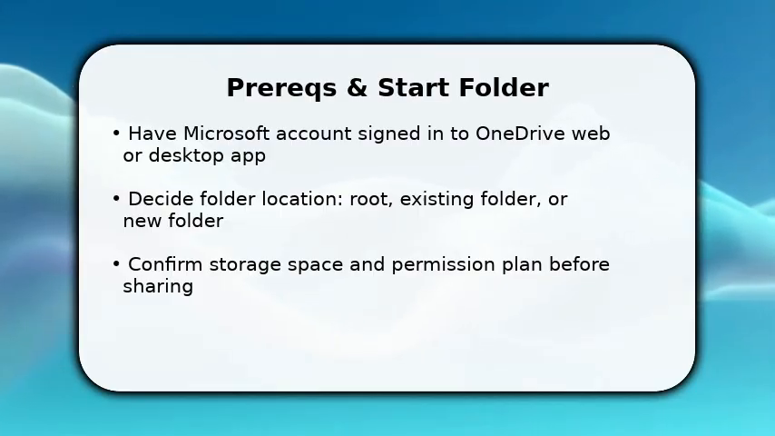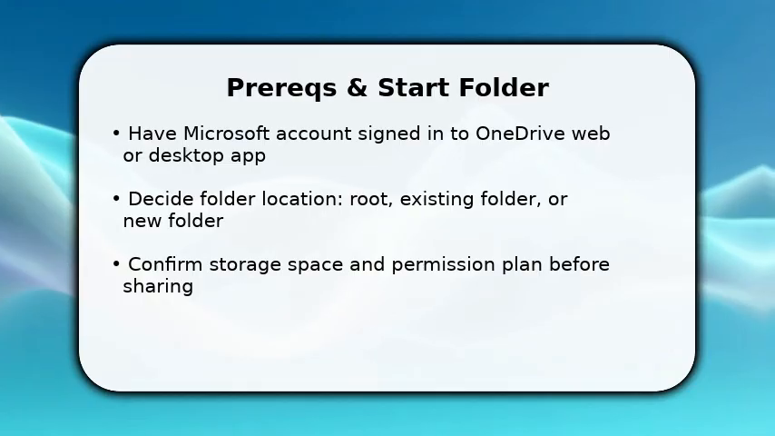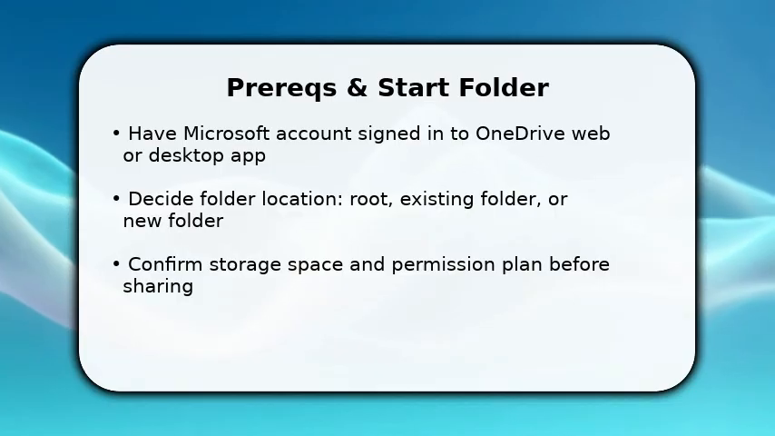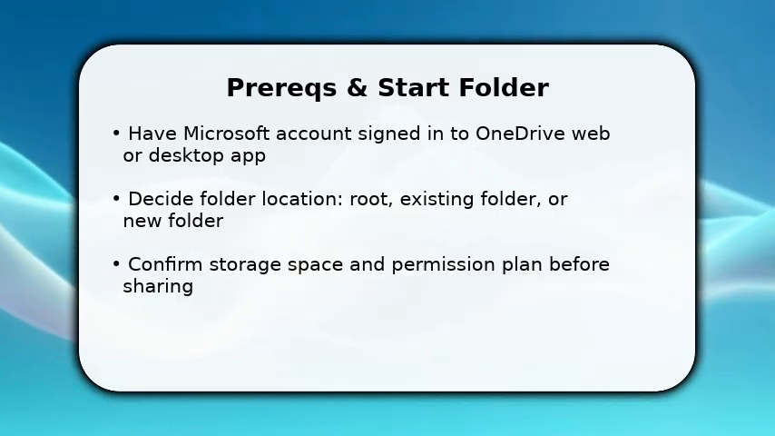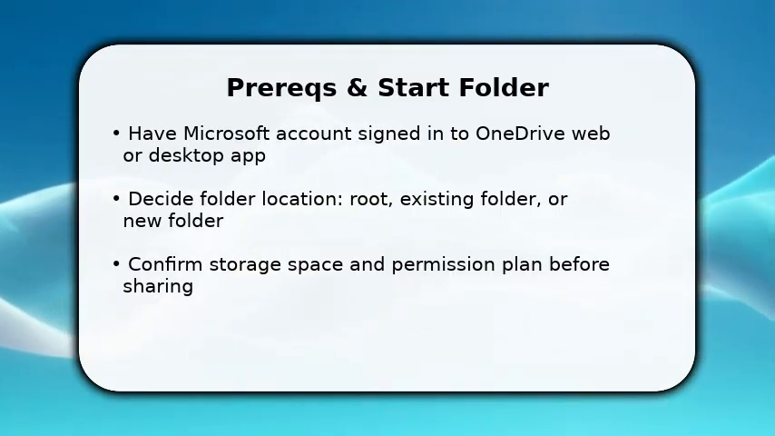You'll begin by confirming prerequisites, a signed-in Microsoft account and enough OneDrive storage. Once done, open OneDrive on the web or the desktop app and navigate to where you want the shared folder. Create a new folder or select an existing one. This matters because inheritance of permissions follows the parent folder.